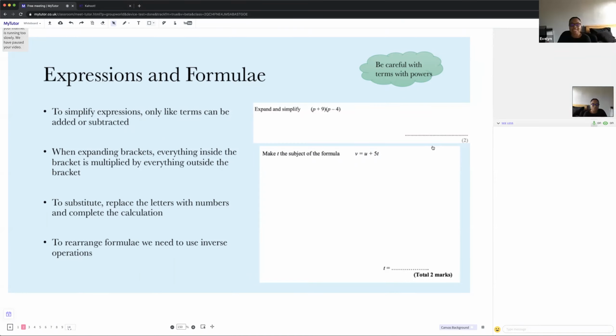So I've got two example exam questions based on expanding, simplifying, and changing the subject. What I'd like you to do is have a go at both of these questions, and then we are going to go through the answers and how to get to the answers.